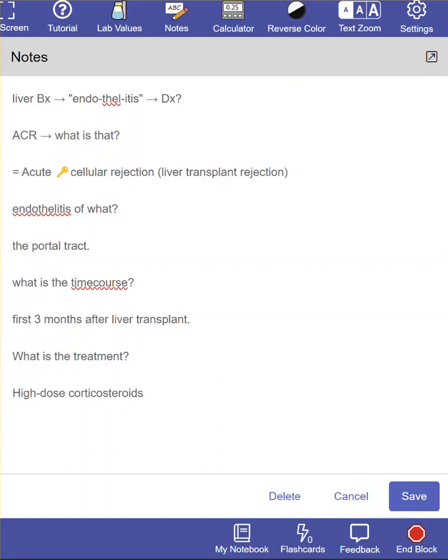And what is the treatment? It's high-dose corticosteroids. So you need to know all of those things in order to get this question right. And a lot of students do get this question right. And so the question is, do they get it right legitimately? But I think this is a very high-yield question that people neglect because it's just a liver transplant. It seems niche. It's not.